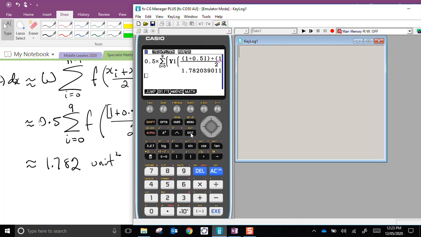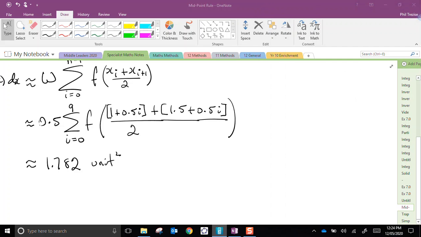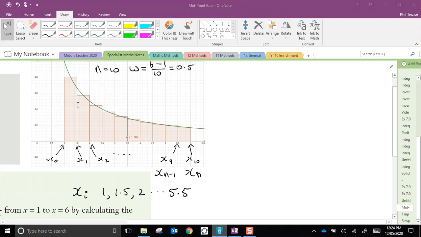You may have noticed when I was using the maths menu earlier that there's an integral function. I can ask this to do the integral of 1 over x from lower limit 1 to upper limit 6. And there's the true answer. If we worked this out analytically, we would have had the number 1.79. We got 1.78. That's pretty close, especially given that we've just used 10 rectangular strips.